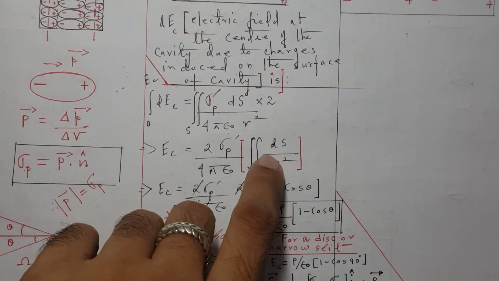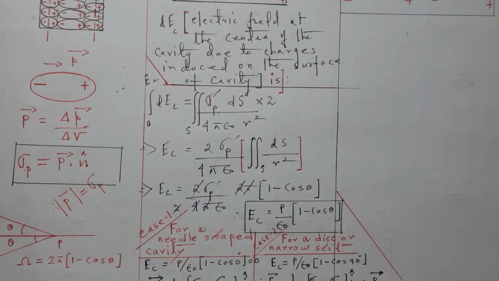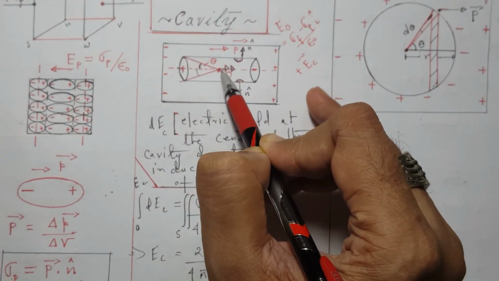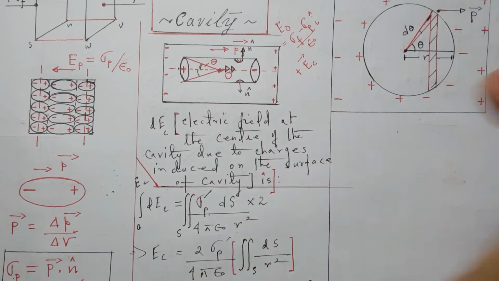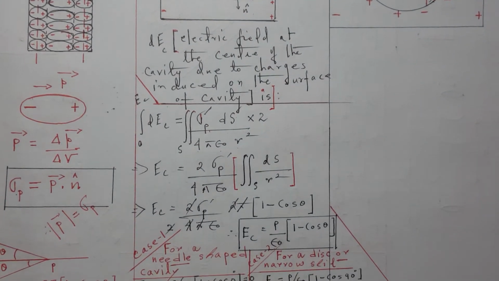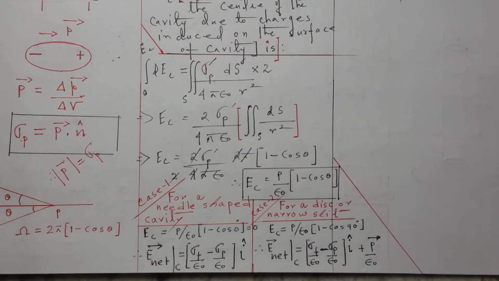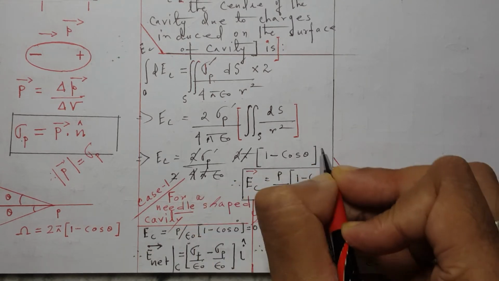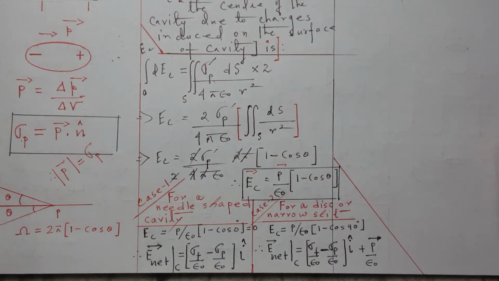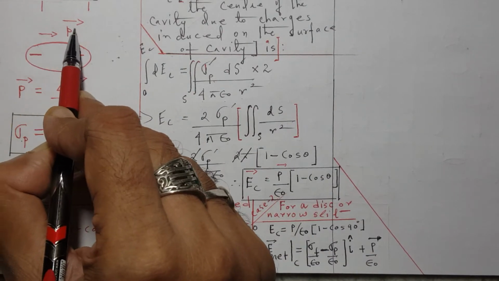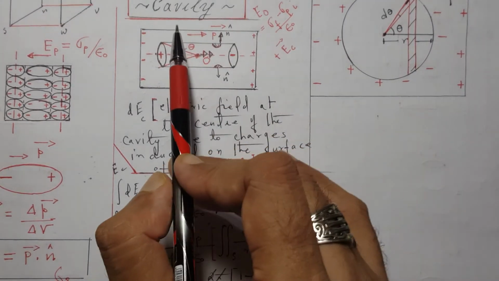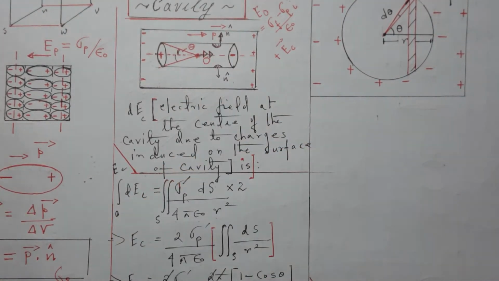By simple mathematics you can understand ds by r square is nothing but solid angle, and this particular circular face subtends how much solid angle? 2 pi into 1 minus cos theta. So I have introduced that particular term. There are a few cancellations and you get P by epsilon naught into 1 minus cos theta. So the electric field is P by epsilon naught (1 minus cos theta). What is the direction of the electric field? The electric field's direction will be along the direction of the electric dipole moment. Definitely the direction of electric polarization is in this direction. I hope it is clear till here.